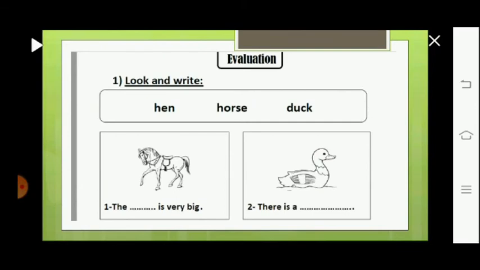Okay. Number 1. Open your worksheets. Let's check our understanding. Look and write. The space is very big. Hen, horse, or duck? Good job. Horse. 2. There is a hen or duck. Excellent. Duck.